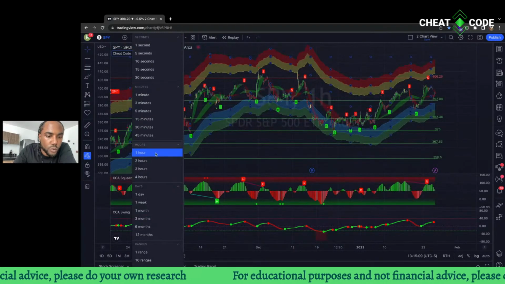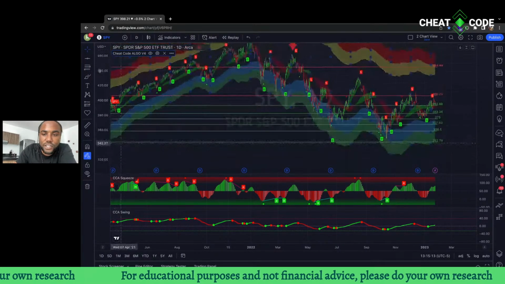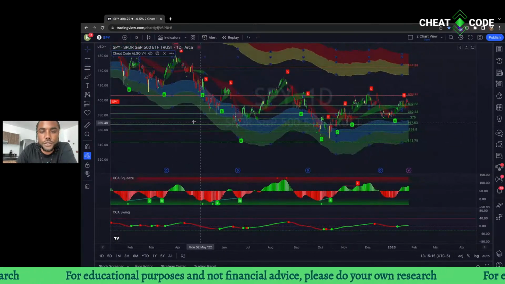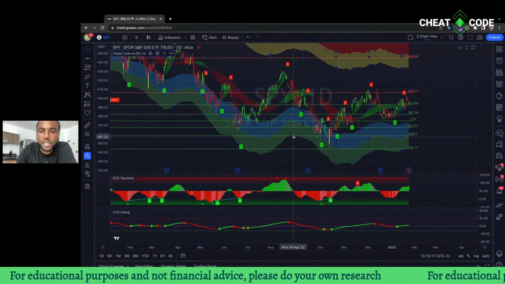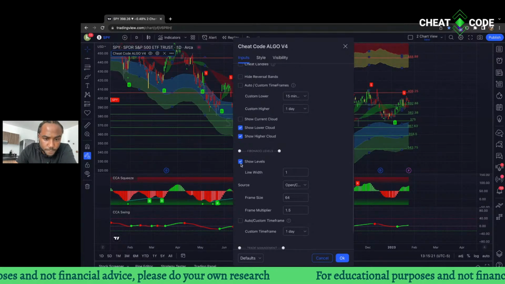If you're not comfortable with setting your own trend lines, or if you don't even know how to set Fibonacci. I think one of my biggest problems was understanding where to plot the Fibonacci, but Cheat Code does it for you. So you can do that in the settings here.